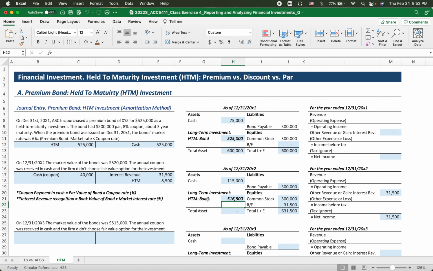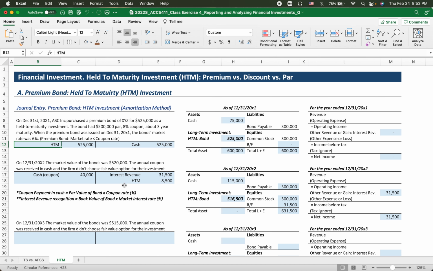Now this amortized cost of HTM, the new book value, is 516,500. Again, why? Because the interest revenue is 31,500. Again, the HTM original investment amount was 525,000, and the market rate was 6%. So the interest revenue that satisfies the investor, ABC Corporation, is 31,500. But the coupon amount that the company received was $40,000. They received more than the interest revenue, right?